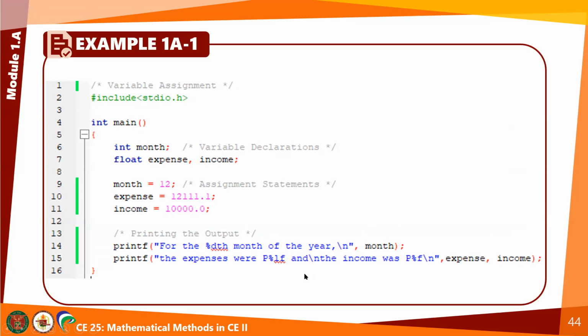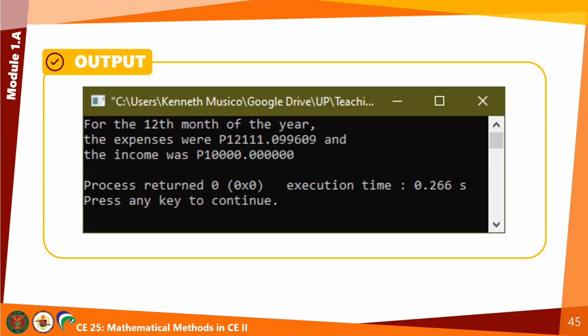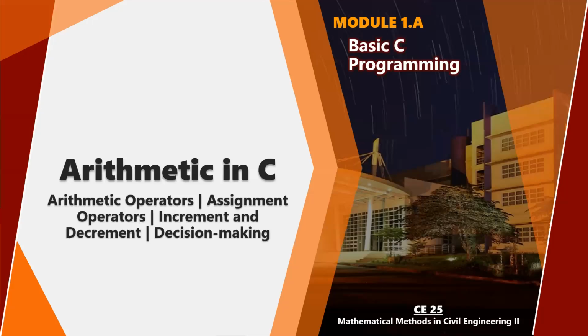If you can see here, percent LF and percent F. Ano ba yung pinagkaiba nila? This is actually for double, no? Double. Hindi ito for float. So to fix this, you should make this percent F lang. Okay? Or you can make the expense double. Okay? Double type. So, I hope you study this.